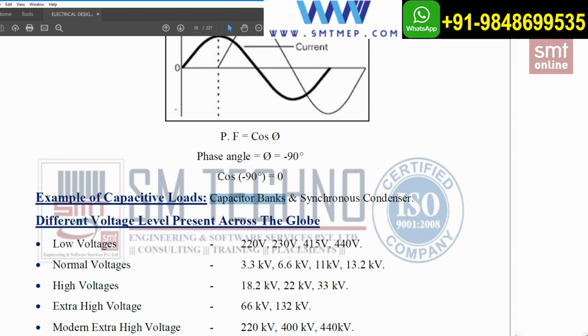These are the different types of loads that we have in electrical systems, and the different examples that we are going to see. Along with this, we are going to see many more loads also in the future classes, inshallah.